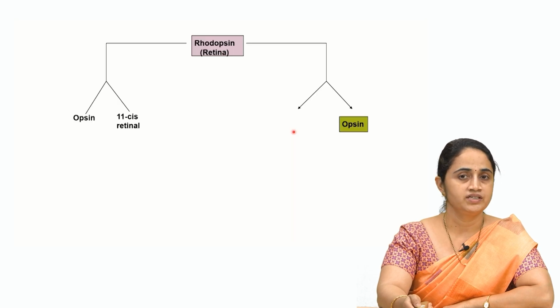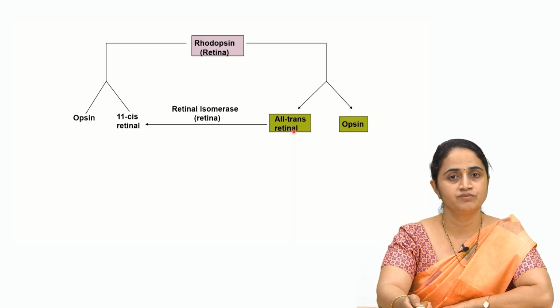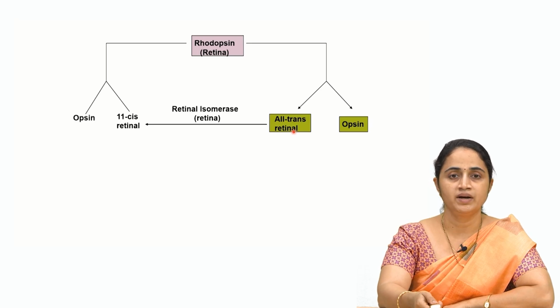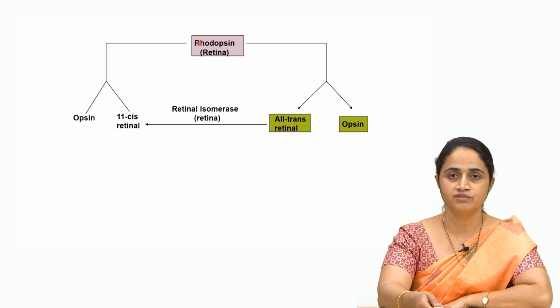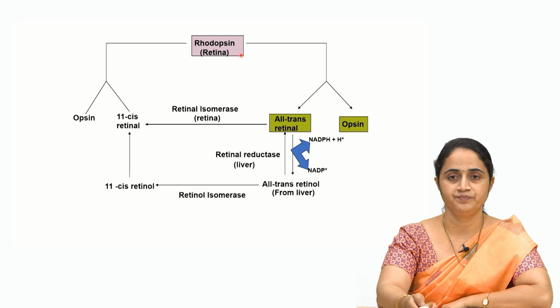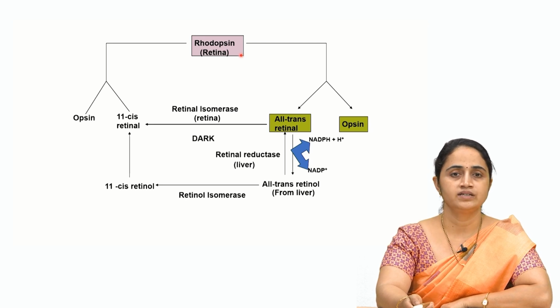So, this is the repetition again, to summarize what I have already explained to you. In the dark, opsin combines with the 11-cis retinal to form rhodopsin, which is required for the visual cycle, and when the dim light falls on it, there will be conversion into all-trans retinal and opsin. So, this is the complete visual cycle and the regeneration of opsin and 11-cis retinal.